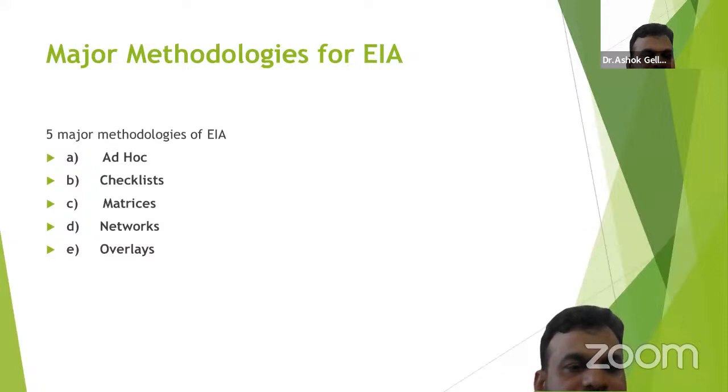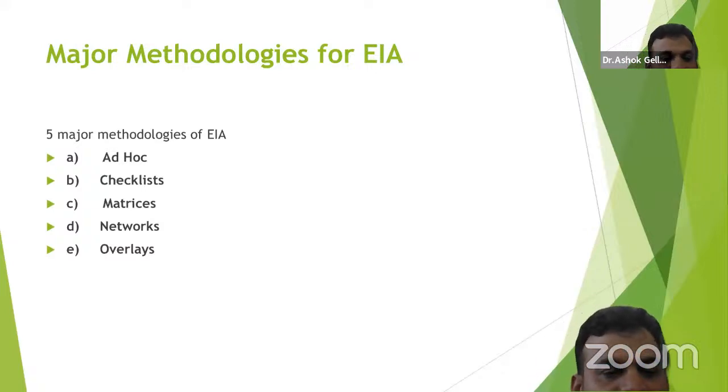Five major methodologies have been implemented before in EIA studies: ad hoc method, checklist method, matrix, networks, and overlays. These are the basic methodologies used for EIA. The first one is the ad hoc method.